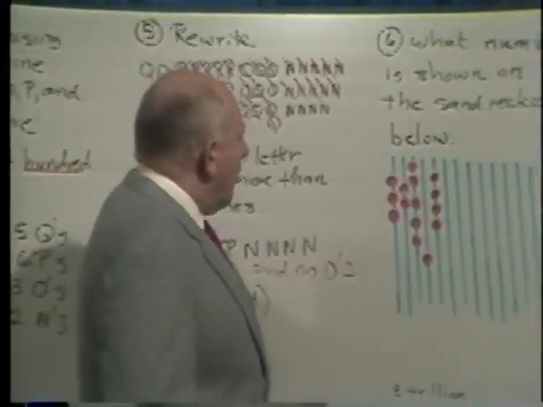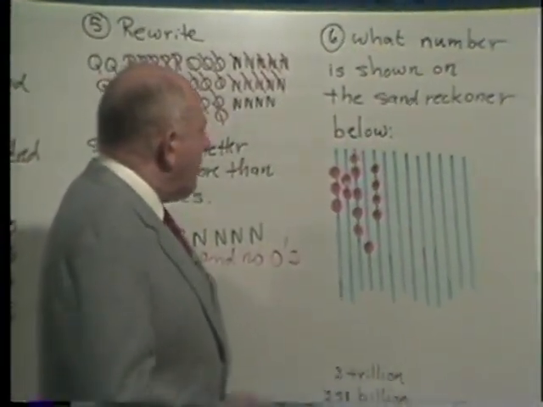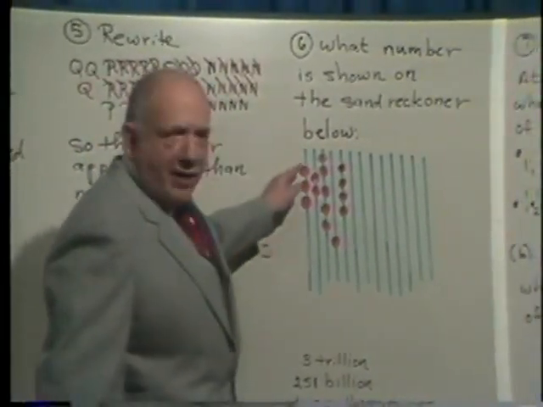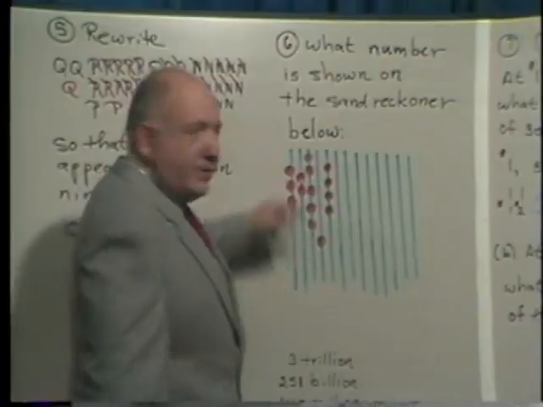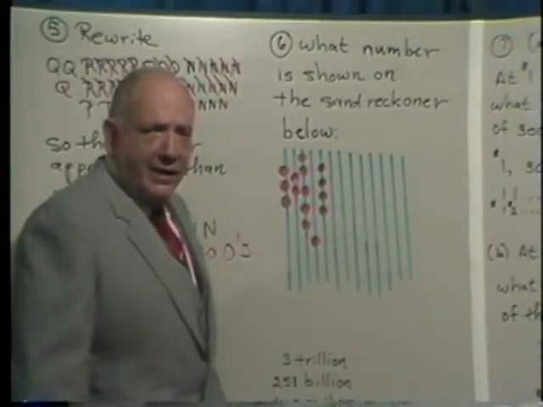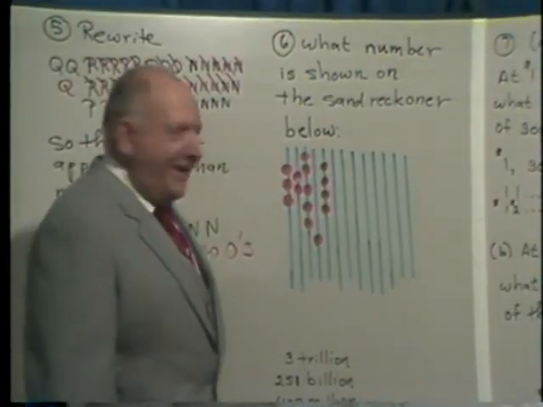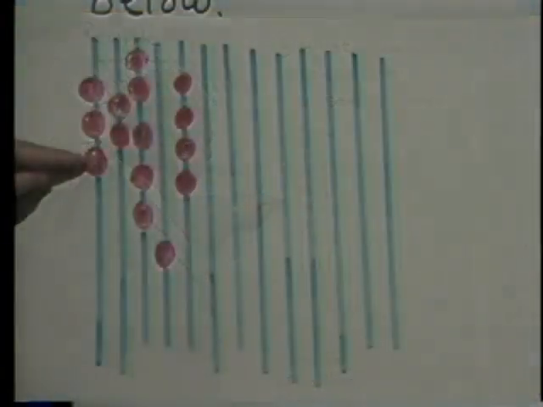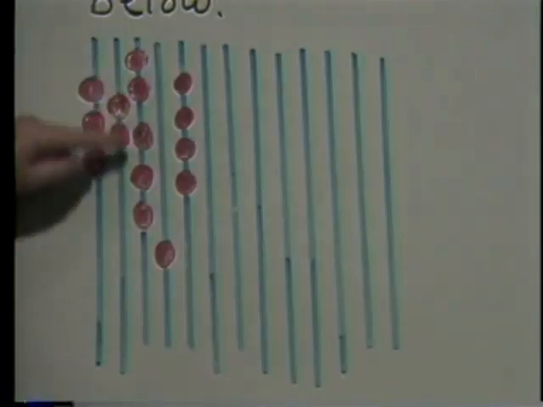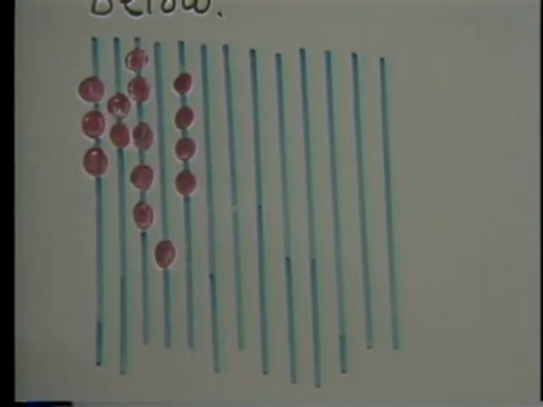And so the problem says, what number is shown on the sand reckoner below? And I don't know how nicely I've drawn this. My producer helped me with this one, so if it came out good, I did it. If it came out bad, he did it. But anyway, there are what? 3 pebbles on this line, 2 on this line, 5 on this line, 1 on this line, 4 on this line, and none on the rest.